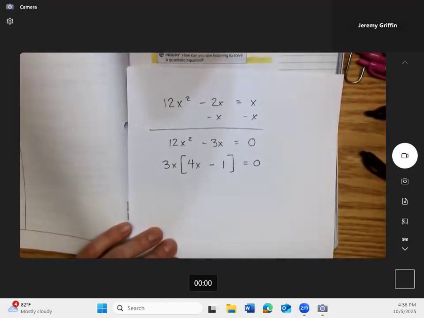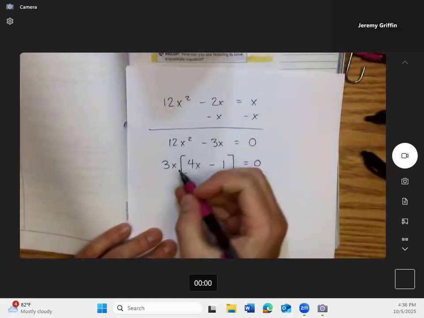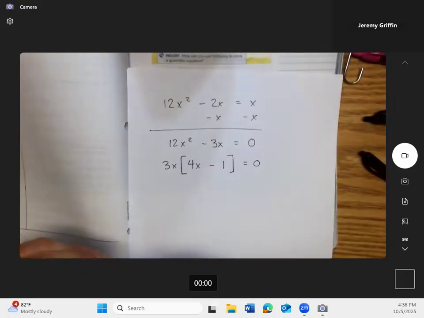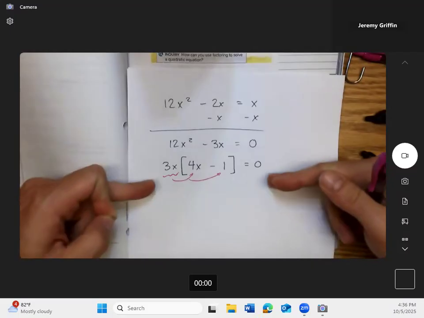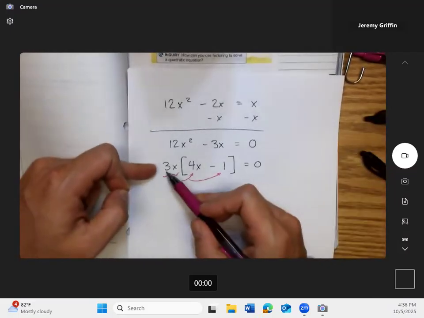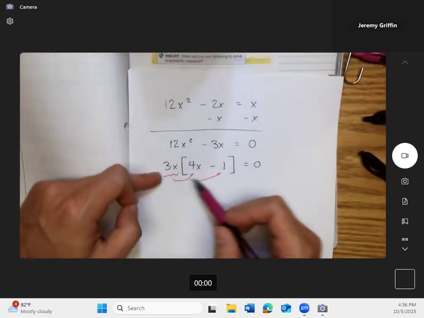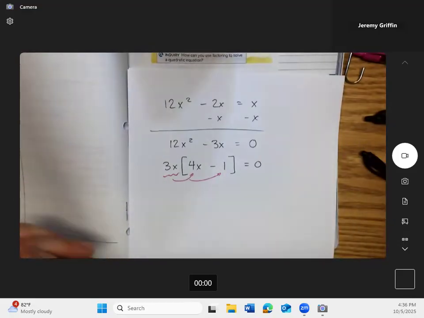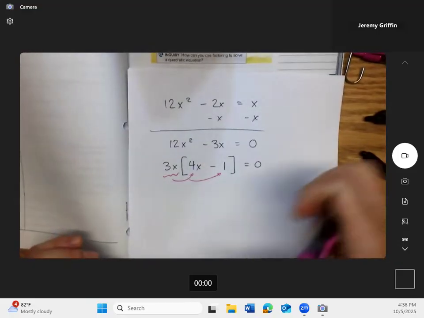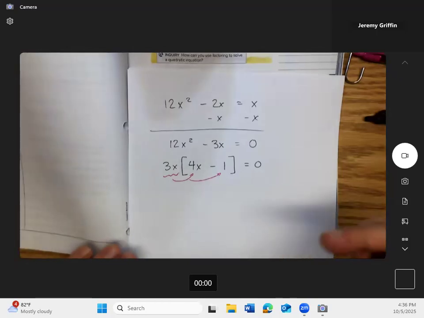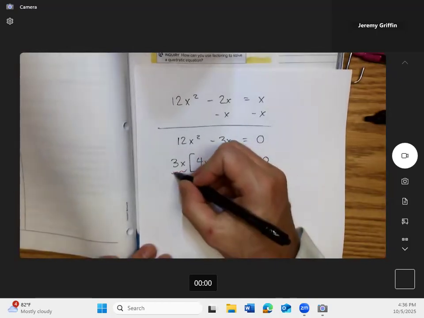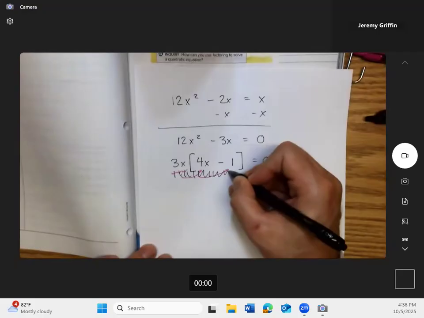Again, if you wanted to check your work, you could take this 3x right here and distribute it back in, and you should get to the previous step. So 3x times 4x is 12x squared, 3x times -1 is -2x. Yeah, that works. Now, of course, I'm not going to do that because that would be going backwards, but I can use that to check my work, which I just did. And so we're going to pick up from here. Ignore all that pink, because we're moving forward.